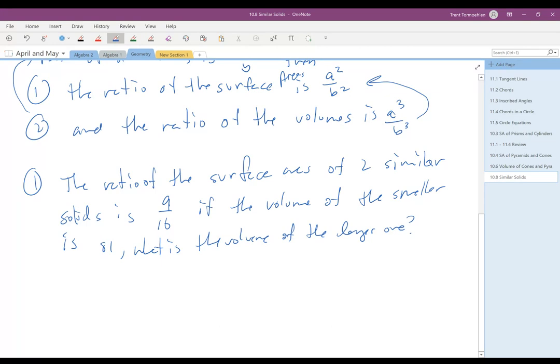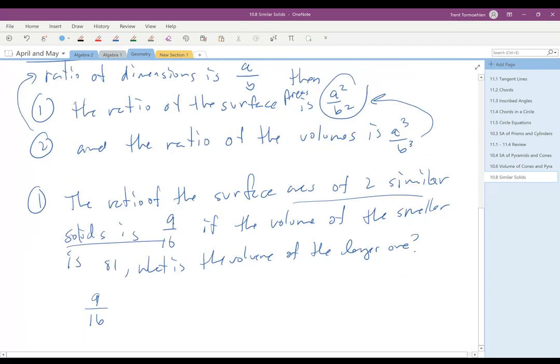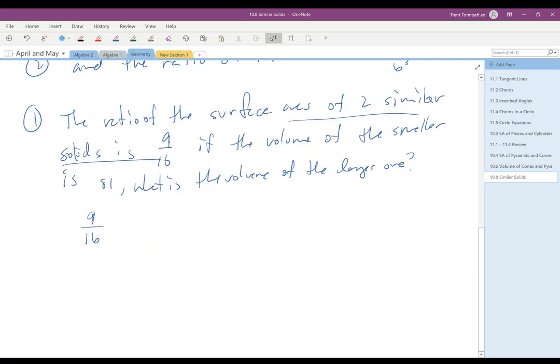If the ratio of the surface areas of two similar solids is 9/16, what you always want to think about is that the ratio of surface areas is A squared to B squared, where A over B is my similarity ratio. So I set 9/16 equal to A squared over B squared, which is an equation I can solve for A over B by taking the square root of both sides. And so I get 3/4 equals A over B. So the ratio of the sides is A over B.